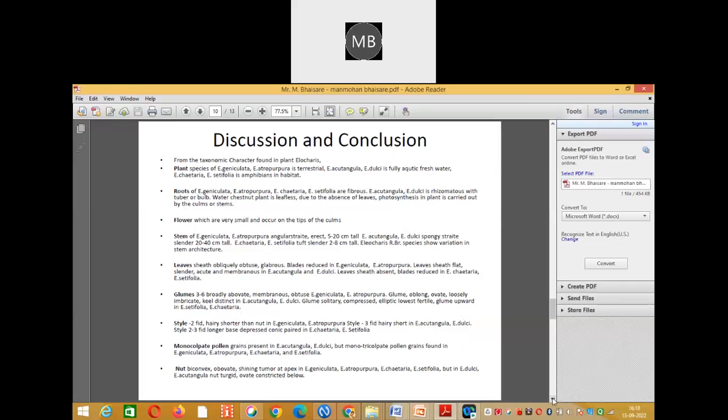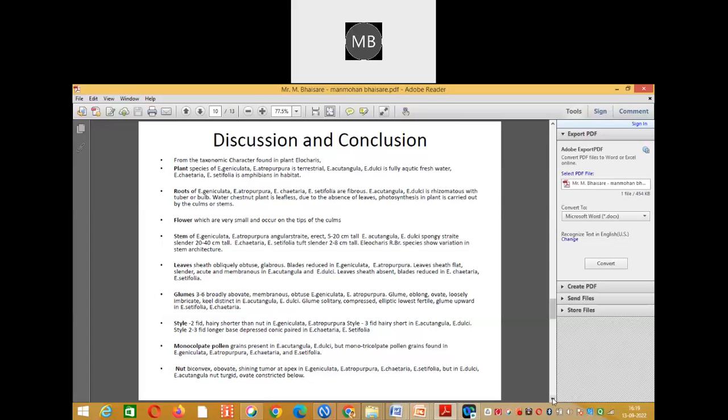From the taxonomic characters found in the plant Eleocharis, the species Eleocharis geniculata and Eleocharis atropurpurea are terrestrial, and Eleocharis acutangula and Eleocharis dulcis are fully aquatic freshwater, and Eleocharis retroflexa and Eleocharis setifolia are amphibious in habitat. The roots of Eleocharis geniculata, Eleocharis atropurpurea, retroflexa and setifolia are fibrous, and the roots of acutangula and dulcis are rhizomatous with a tuber or bulb.